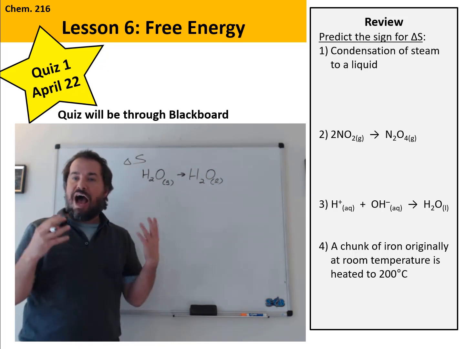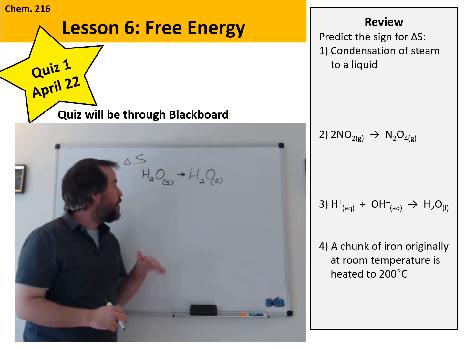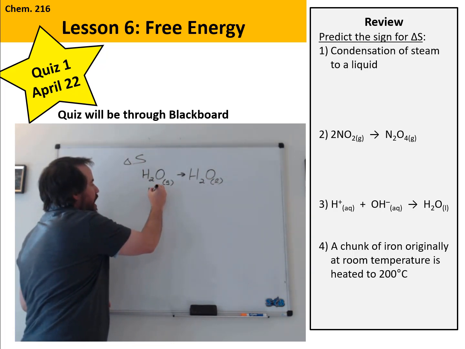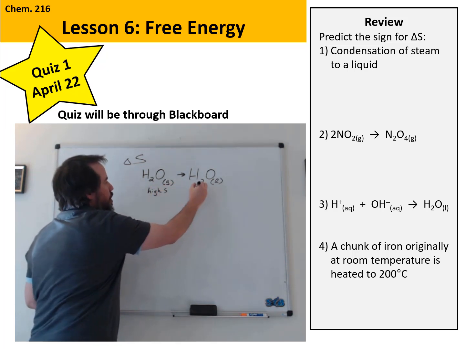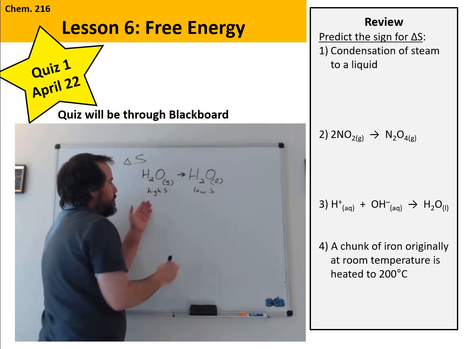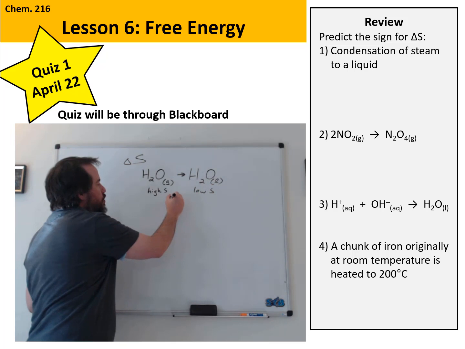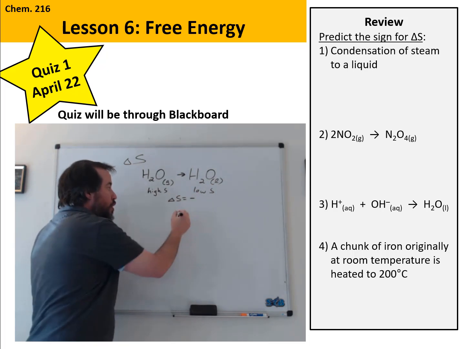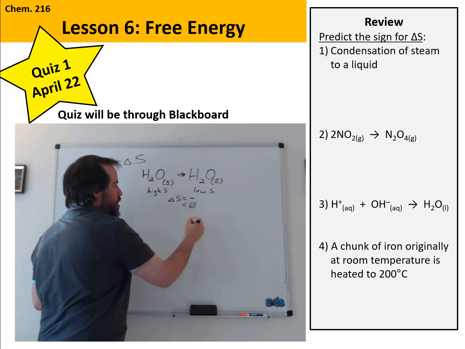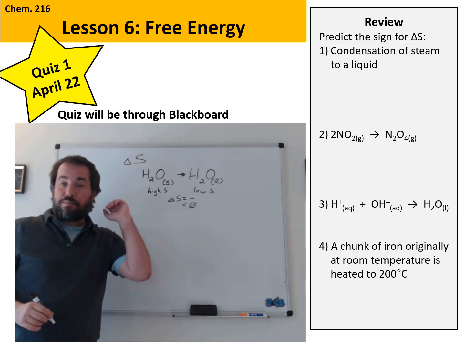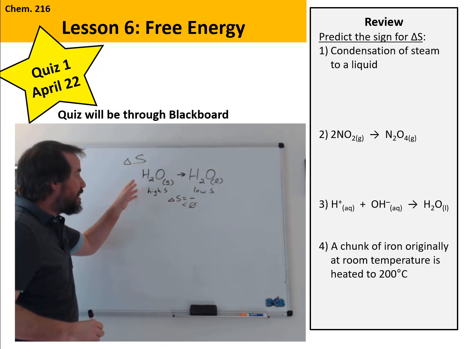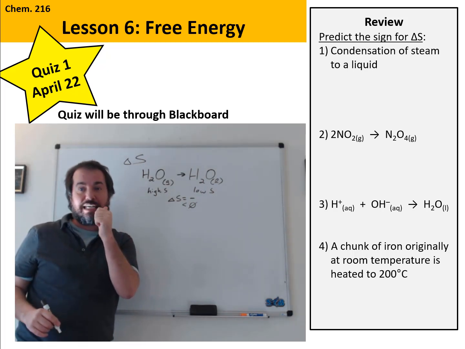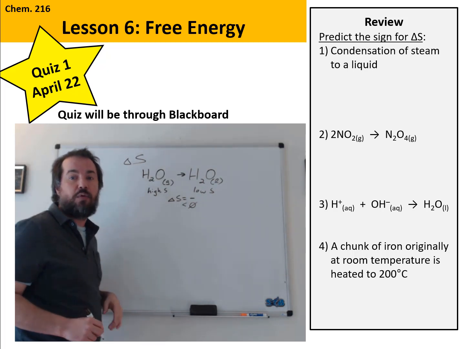Which one will have higher disorder? This will have high S. This will have low S. So I'm going from high to low. That means my delta S will be negative, or less than 0. If you're confused by that, I think we went through this exact example last time.